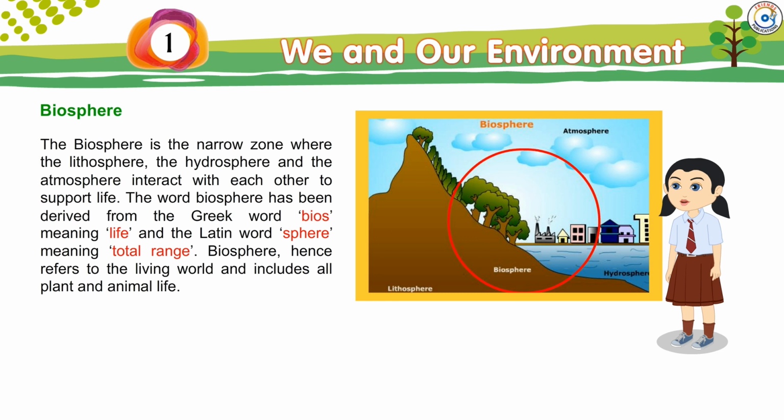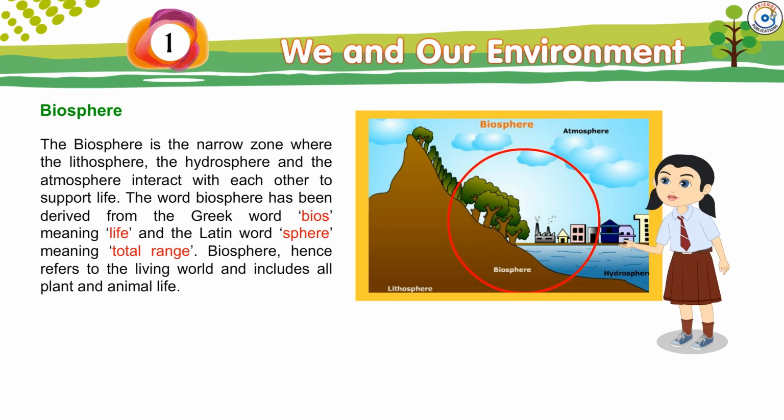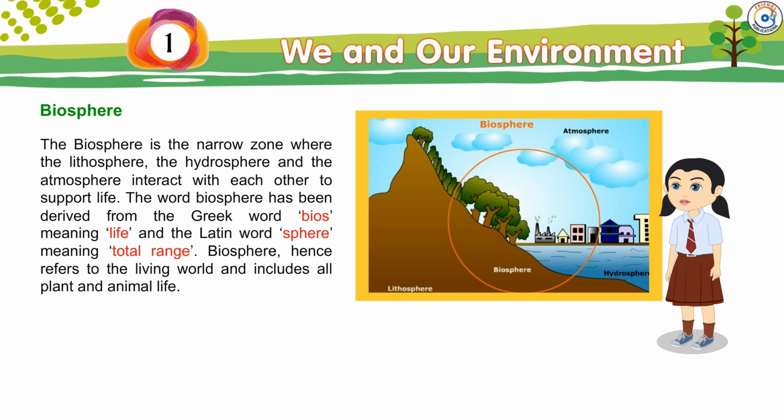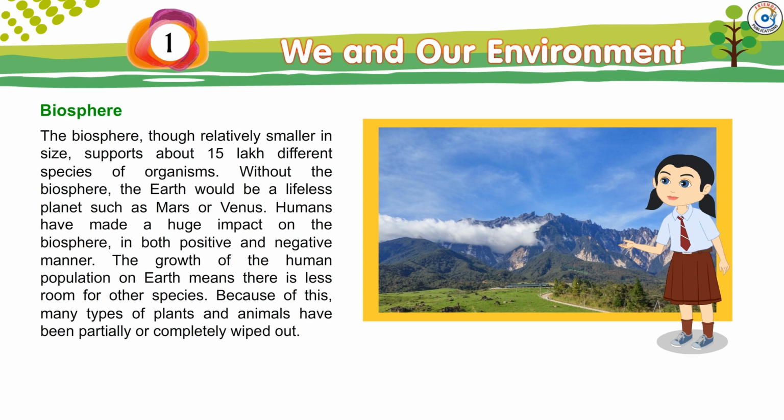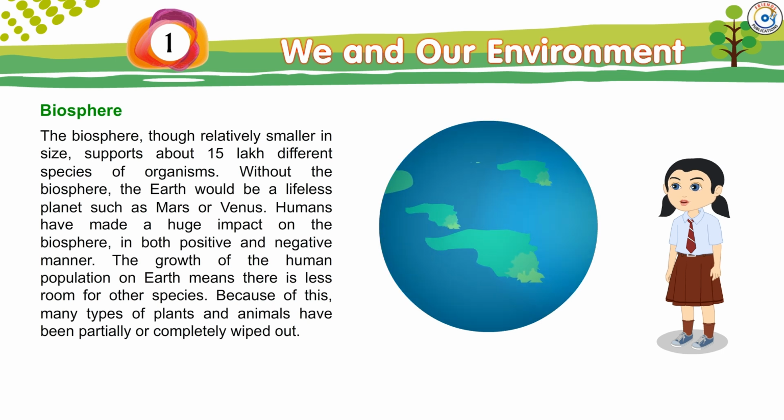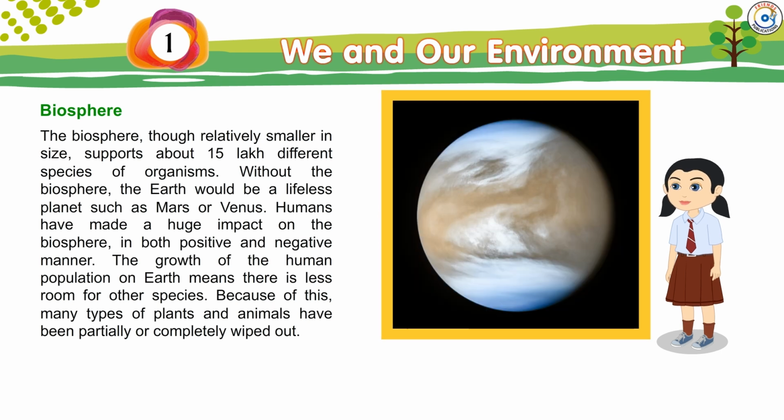Biosphere. The biosphere is the narrow zone where the lithosphere, the hydrosphere, and the atmosphere interact with each other to support life. The word biosphere has been derived from the Greek word bios, meaning life, and the Latin word sphere, meaning total range. Biosphere hence refers to the living world and includes all plant and animal life. The biosphere, though relatively smaller in size, supports about 15 lakh different species of organisms. Without the biosphere, the Earth would be a lifeless planet such as Mars or Venus.